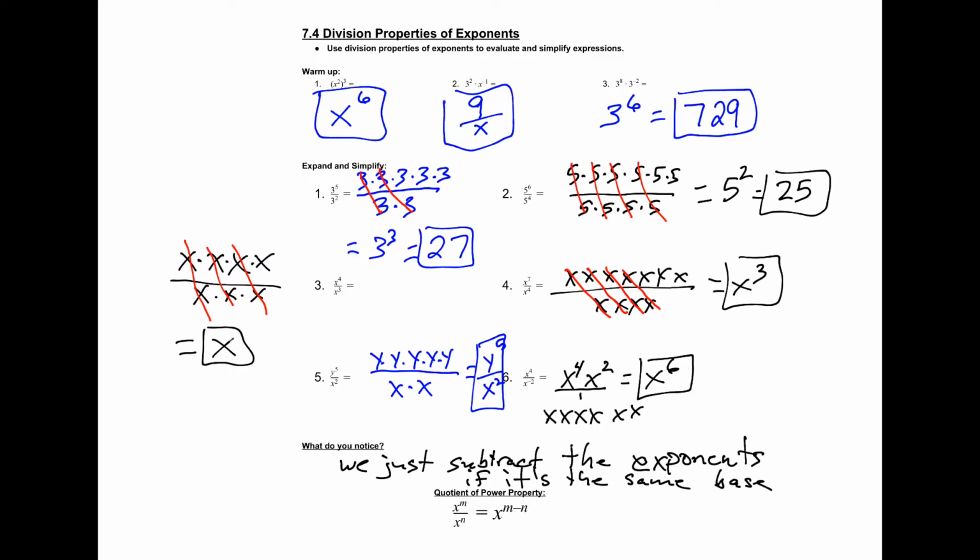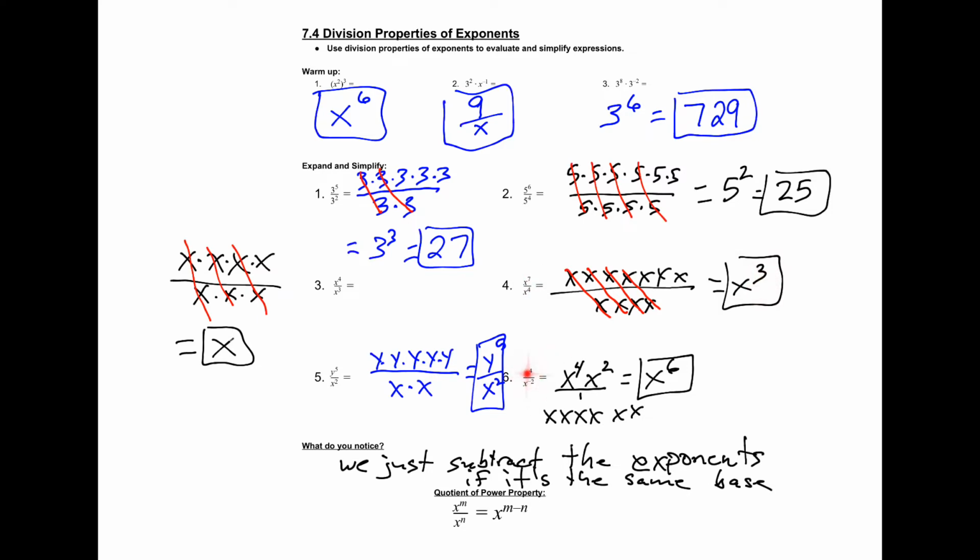So you'll notice here we have 3 to the 5th, 3 squared. These two numbers over each other. So we just subtract the exponents 5 minus 2, and that gives us 3 to the 3rd power. Same thing for this problem, x to the 4th over x cubed. If we do 4 minus 3, we get 1, x to the 1. Here we had 6 minus 4, which is 2, so that gives us the exponent of squared, 5 squared. 7 minus 4 is 3, x cubed.